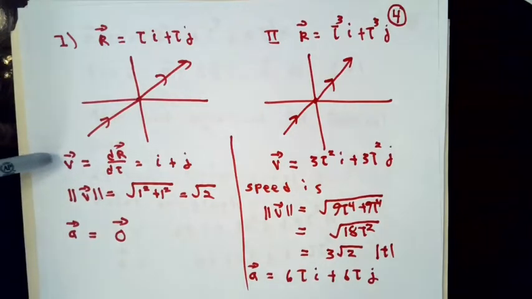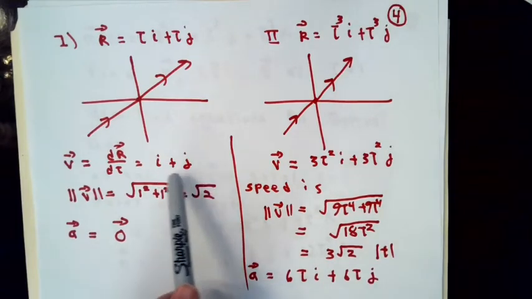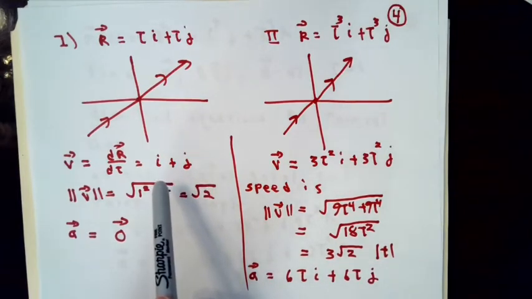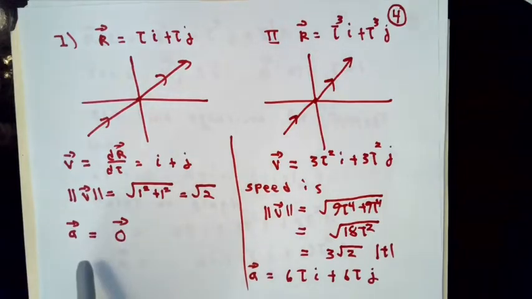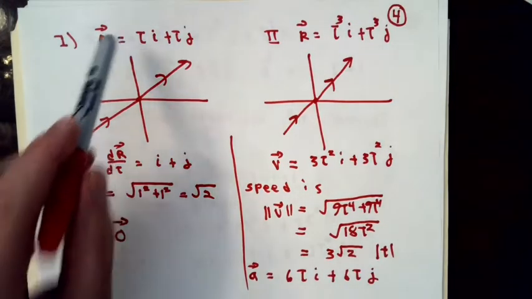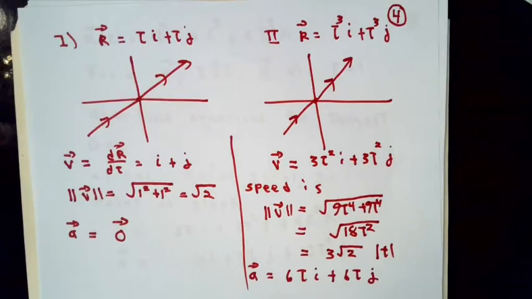The velocity vector in the first one is the constant vector, i plus j. The magnitude of that is radical 2. The acceleration would be the derivative of the velocity vector. The velocity vector doesn't actually have any t variable in it, so the acceleration is 0. This situation, if t is time and r represents position, represents unaccelerated motion.